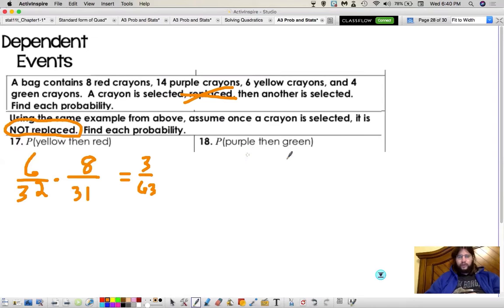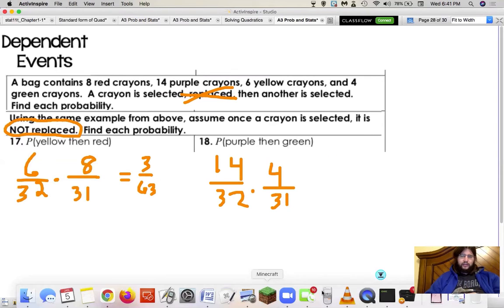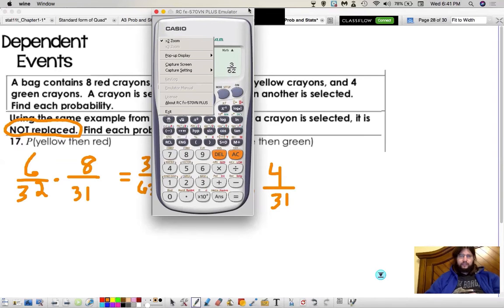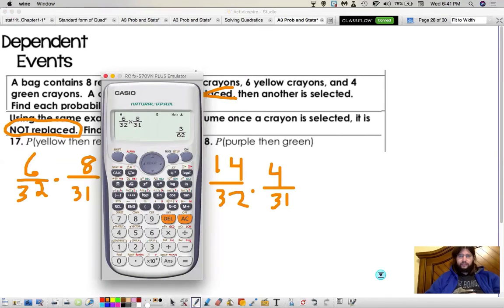Purple, then green. Okay, there are 14 purples, 32 crayons. Greens, there are 4 greens, but there are only 31 crayons left. So take the calculator and just do it. Okay, 14 out of 32 times 4 out of 31. 7 out of 124.